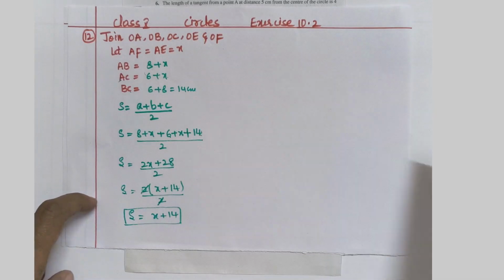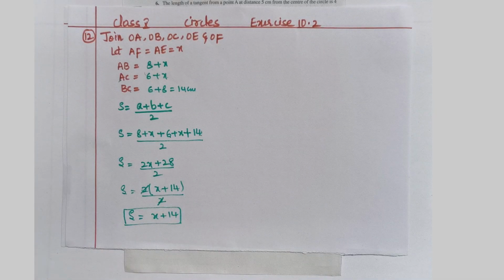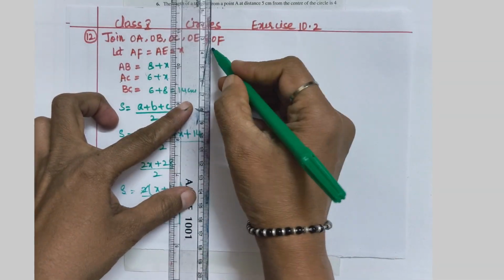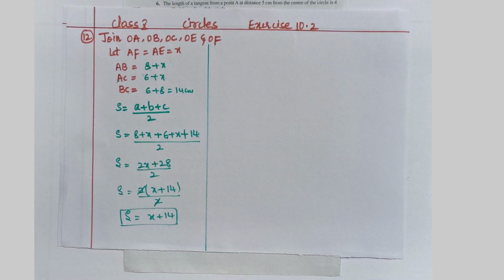Keep that one side. Next, what is Heron's formula? Area is equal to, I will write here. Listen carefully, this is a little bit long, so I will do it here. Area finding, what is the formula? A is equal to, see here.